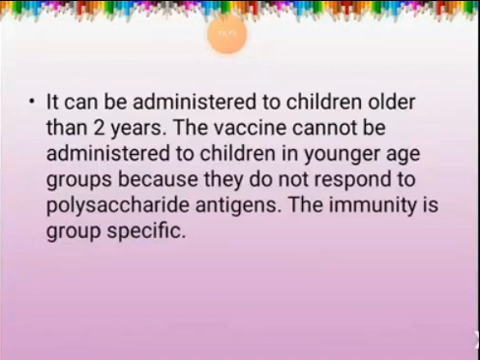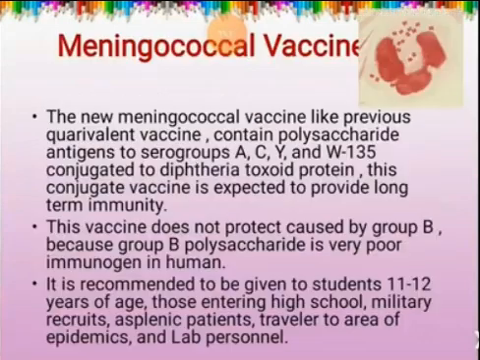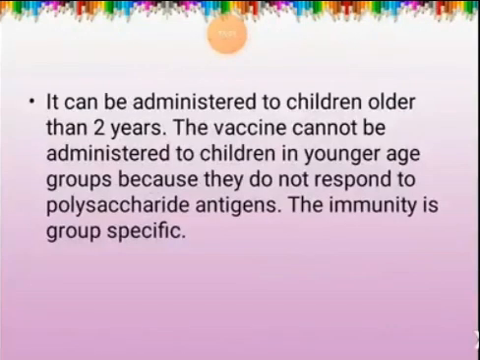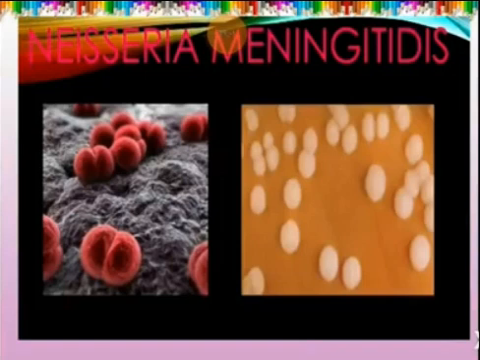The immunity is group specific, which means when we vaccinate a patient with serogroups A, C, Y, W135, the immunity is only to these serogroups, and the person will not be immune to other serogroups. We mentioned that there are 13 serogroups of meningococcal bacteria.